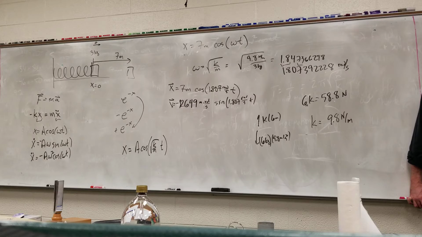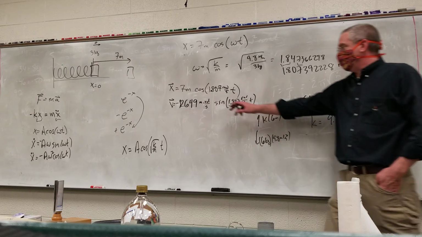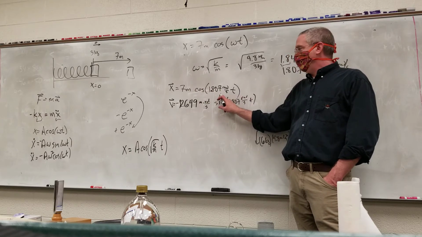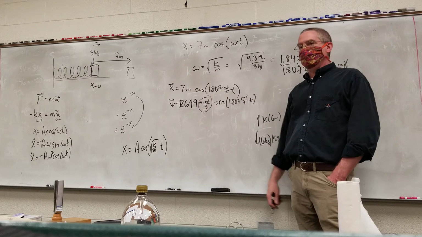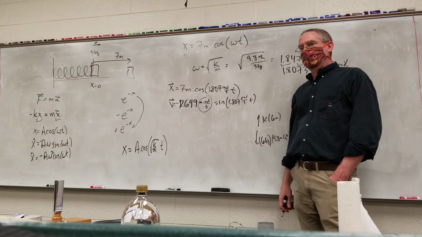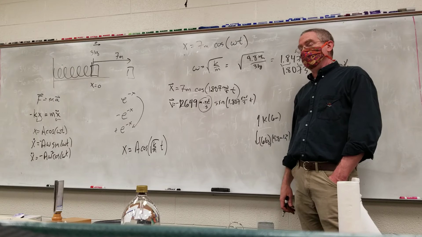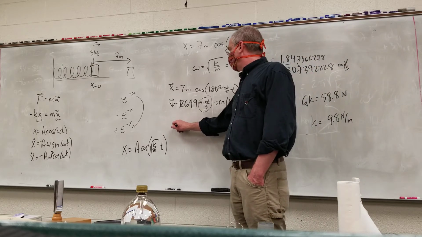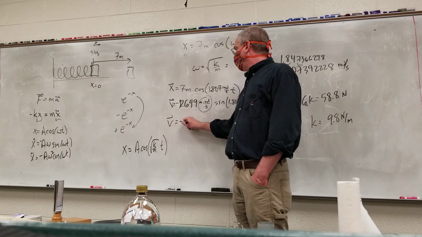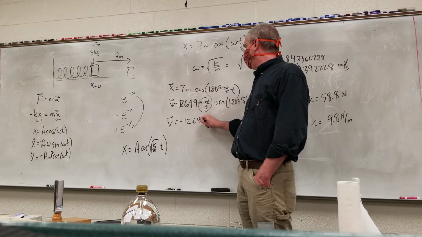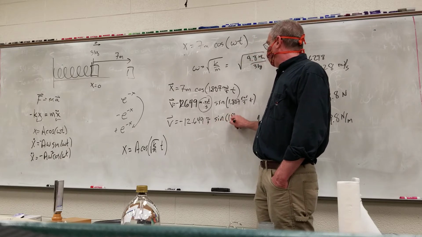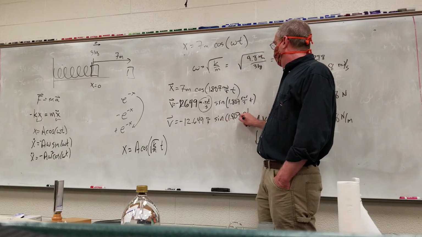What were you looking for? Right here I have meter radians per second because I multiplied 7 meters times 1.807 radians per second. So what does that simplify into? Meters per second. So my velocity is negative 12.649 meters per second times the sine of 1.807 radians per second times time.